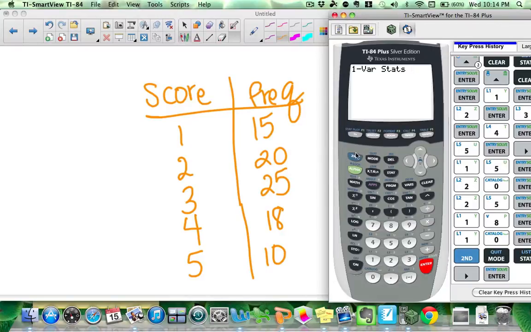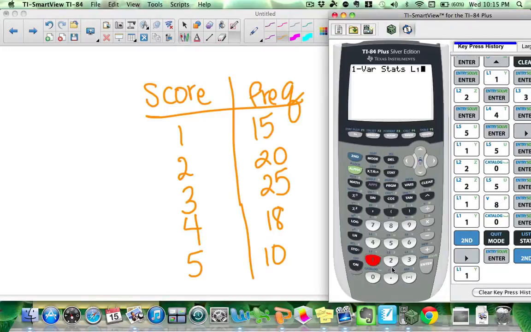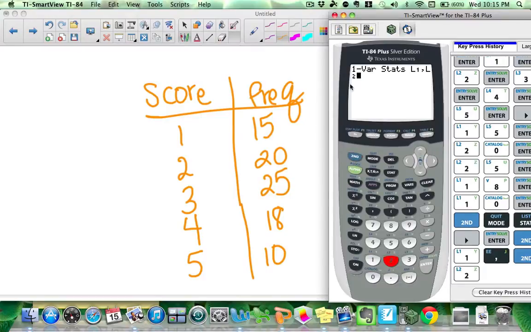What I need to indicate to my calculator is, hey calculator, my values are in list 1 and my frequencies are in list 2. So the way you do this is by hitting second 1, that's L1, comma. Did you know your calculator had a comma? It's above the 7, next to the parentheses. Comma, L2, which is second 2. So I did 1-Var Stats, L1, comma, L2. And I did L1 by hitting second 1 and L2 by hitting second 2.